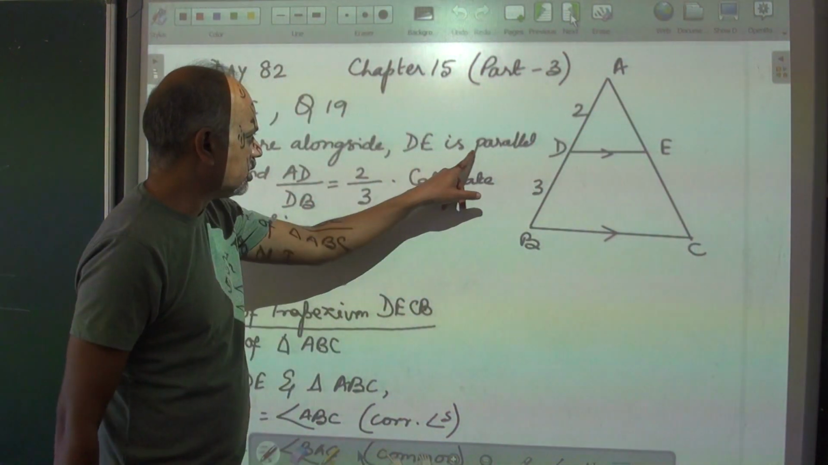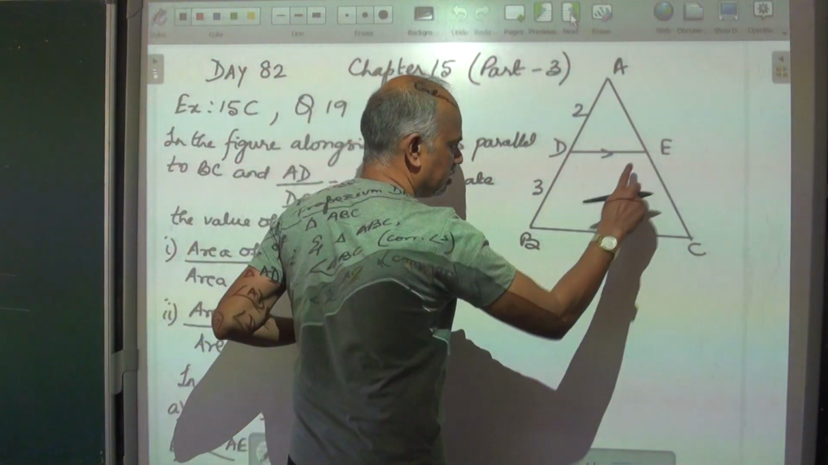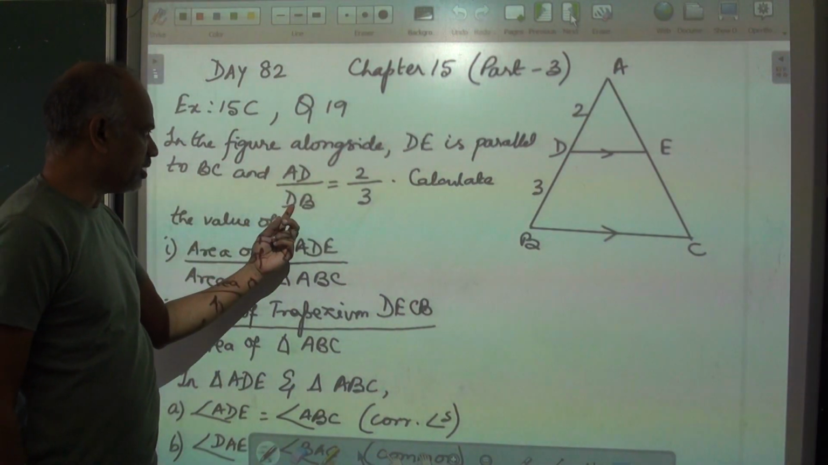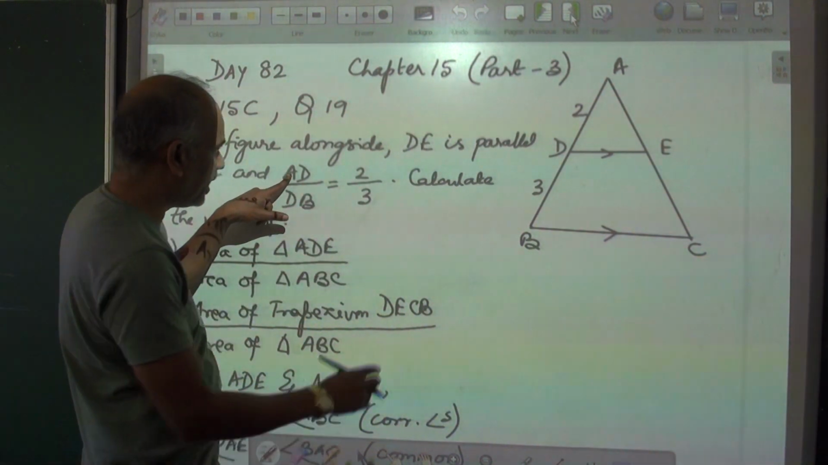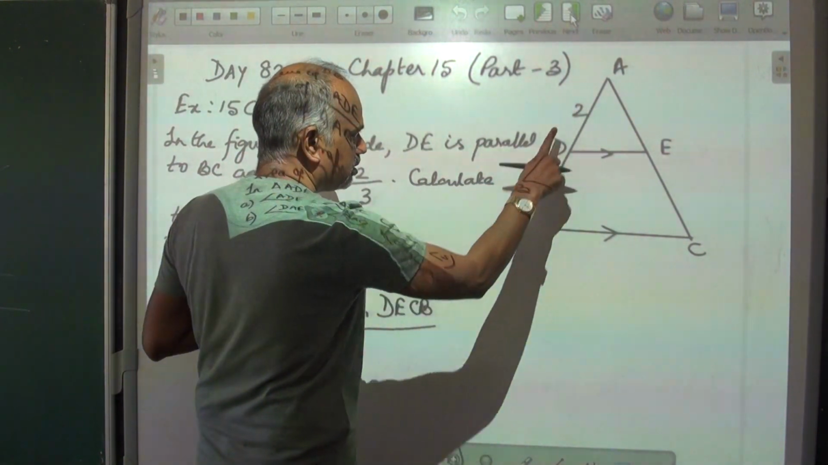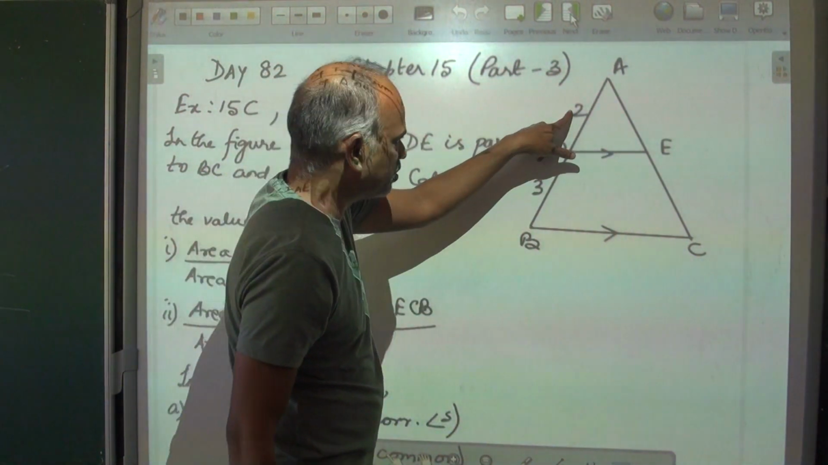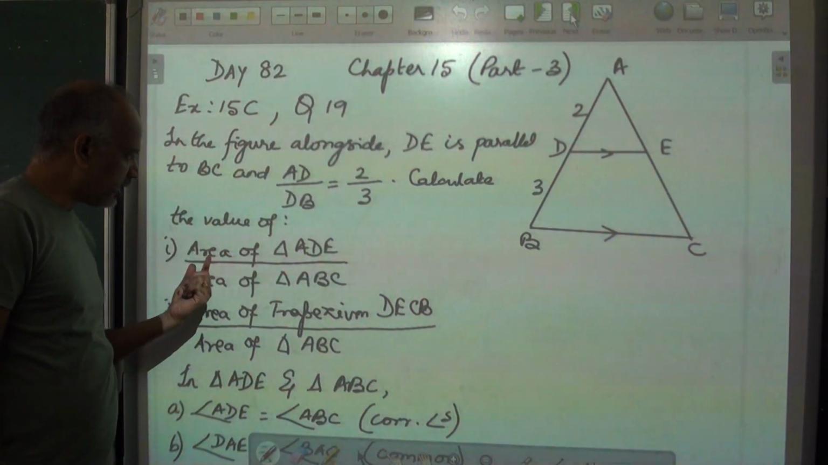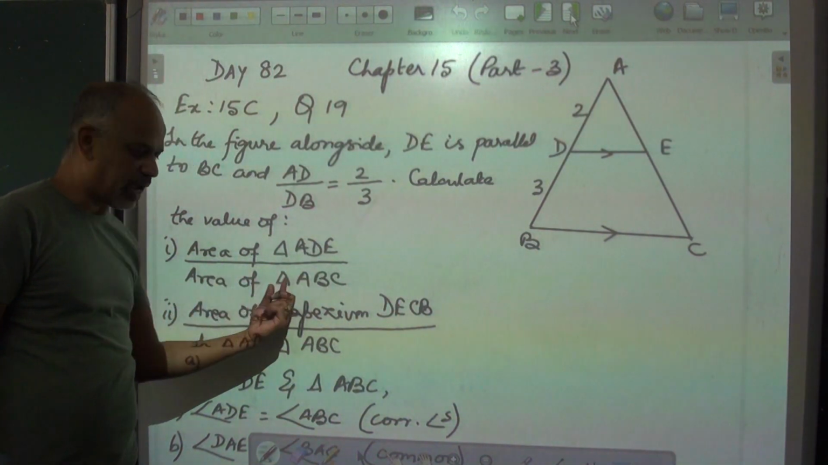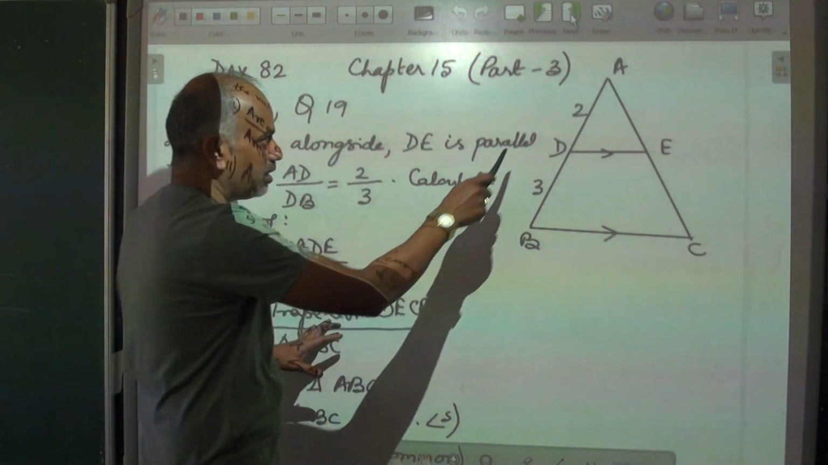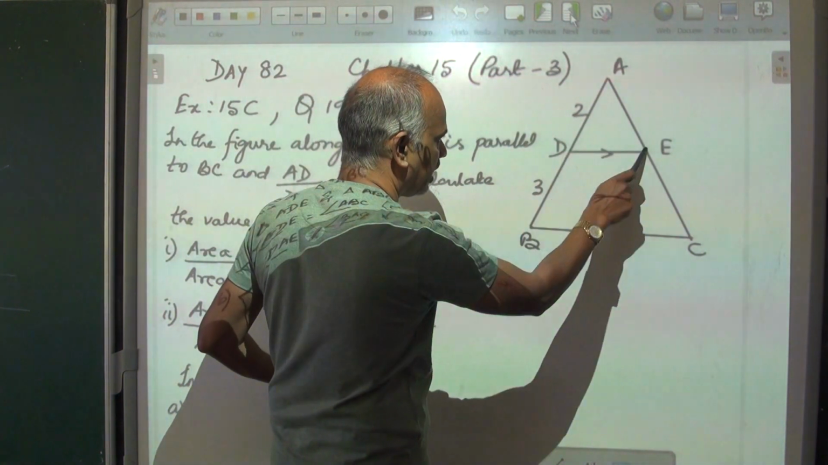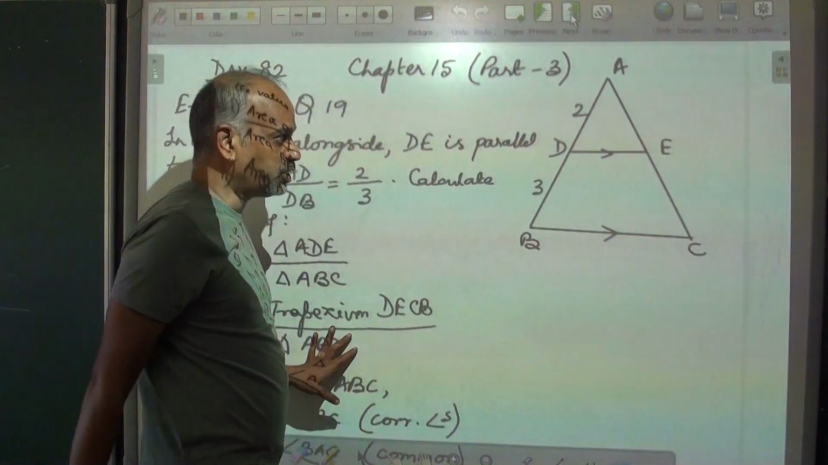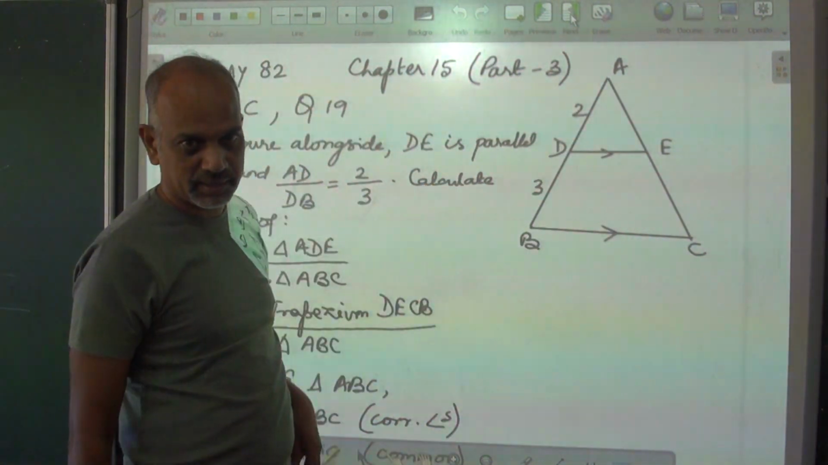It says DE is parallel to BC. These two are parallel. And AD by DB is 2 by 3. So this much is 2, this much is 3. Calculate the value of the first one: area of triangle ADE by area of triangle ABC. The ratio between the areas of the two triangles you have found.